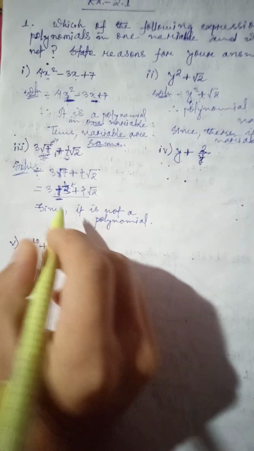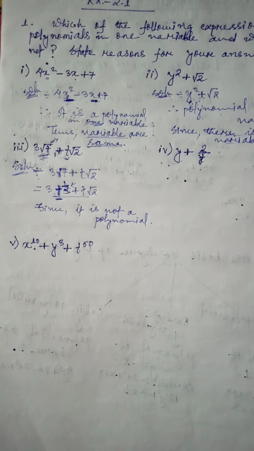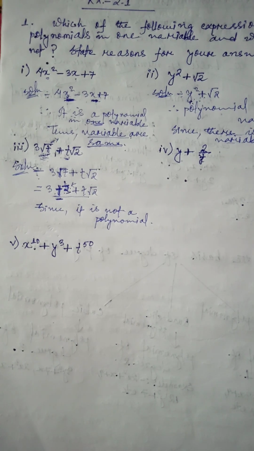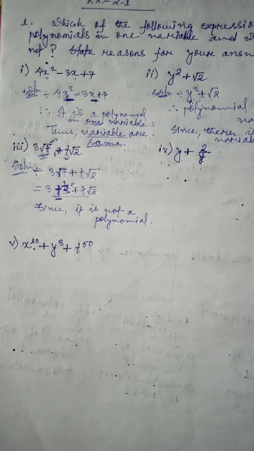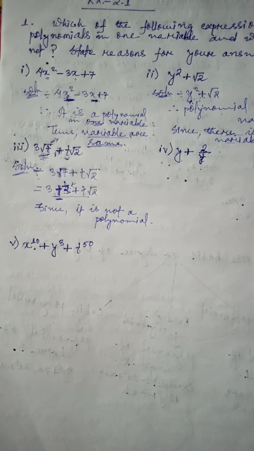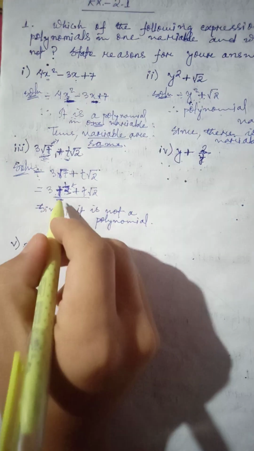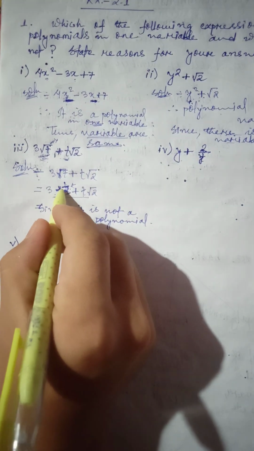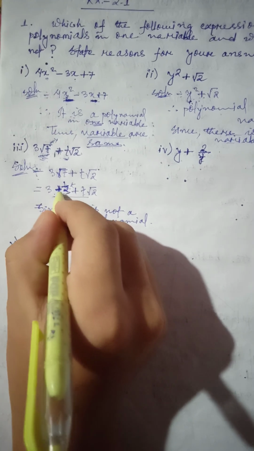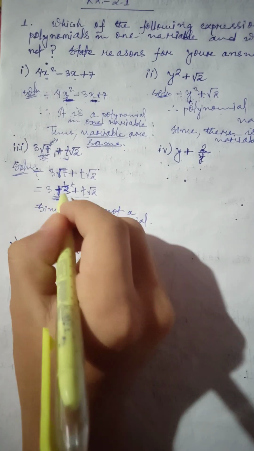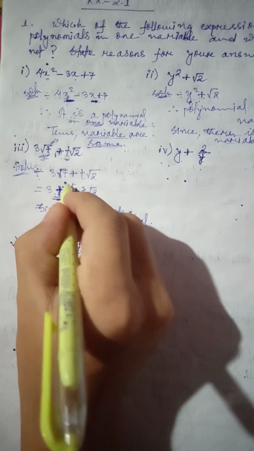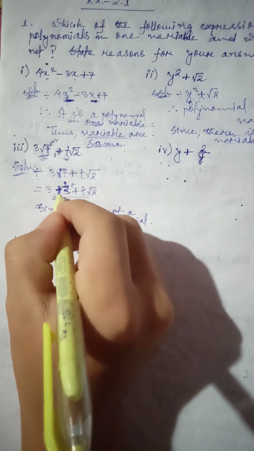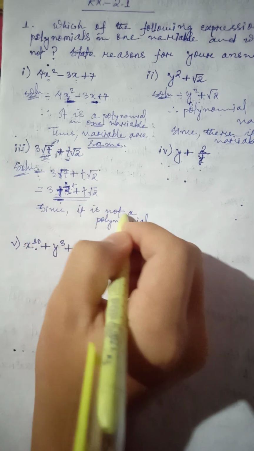In order to be a polynomial, the given expression should satisfy two conditions. One is the power of the variable should be a whole number, and condition number 2 is there should not be any variable under any term. Among these, there is no denominator under any term, but the power that we have is not a whole number. Because of that, this given expression is not a polynomial.